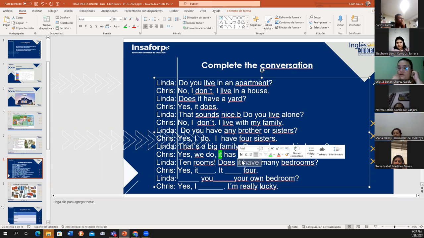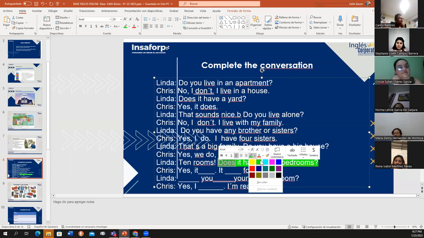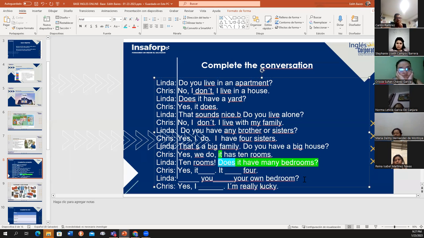Porque aquí sería have y no has. Porque está hablando de varios cuartos. Porque es una pregunta, y porque aquí ya estamos usando un auxiliar, que sería el does, ¿verdad? Entonces el verbo aquí no se cambia.